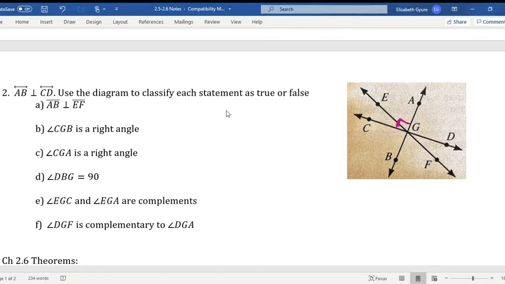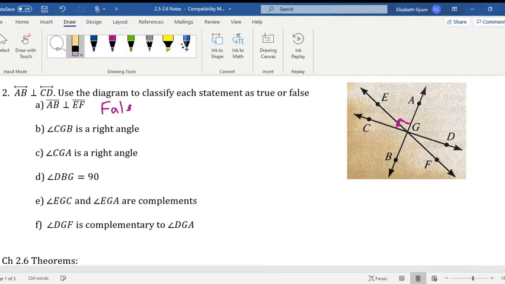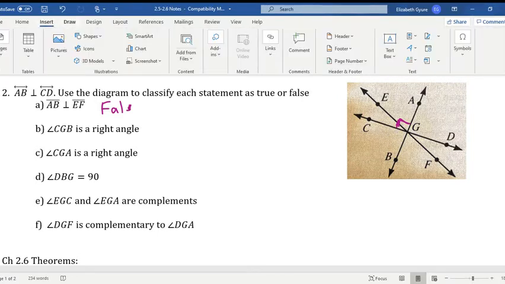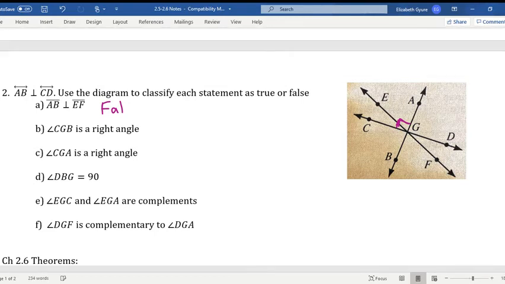So first one, line or segment AB is perpendicular to segment EF. True or false? Yeah, that is absolutely false because those are not marked as being 90 degrees. We just can't be sure. Good.